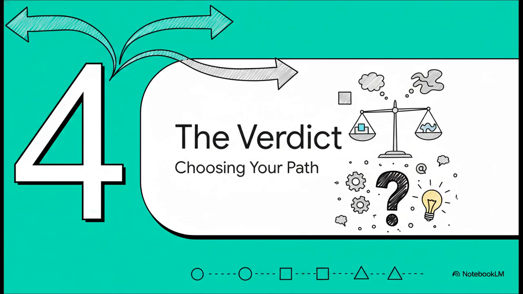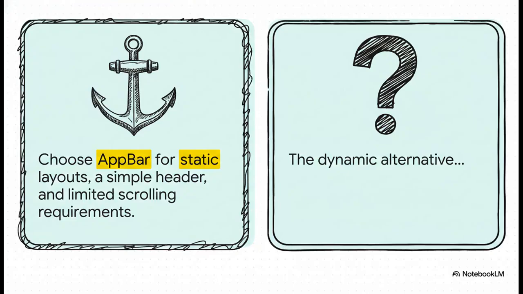So we've seen the comparison. Now it's time for the verdict. This is the moment where you get to decide which path is the right one for your project. And listen, there's no single best answer here, only the best choice for what you specifically need to do. Let's make this crystal clear. You should absolutely choose the app bar path when your layout is static, when you just need a simple header that's always visible, and when your users aren't going to be doing a ton of scrolling. It's the definition of functional elegance.